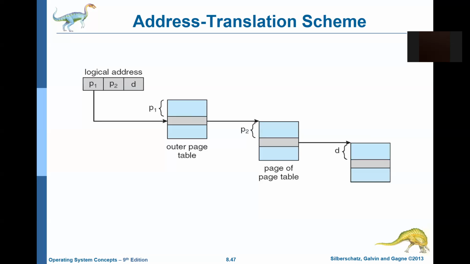So then the outer page table corresponds to all the buildings, and then the inner page table is each individual building, and then the last one is each apartment within a specific building.